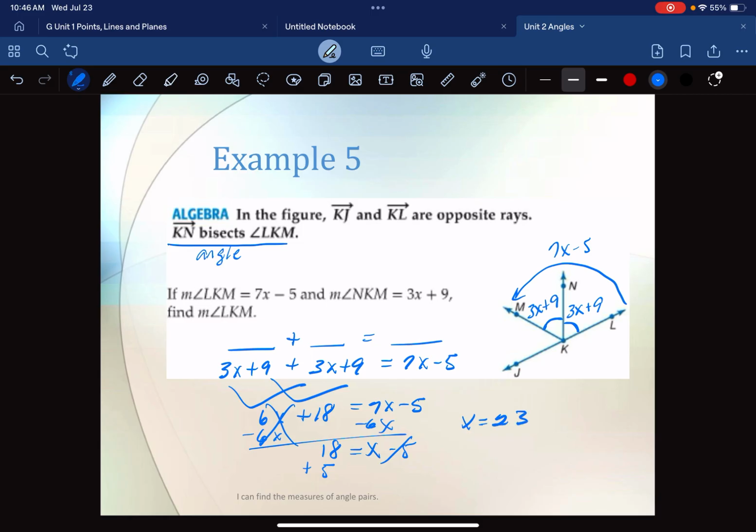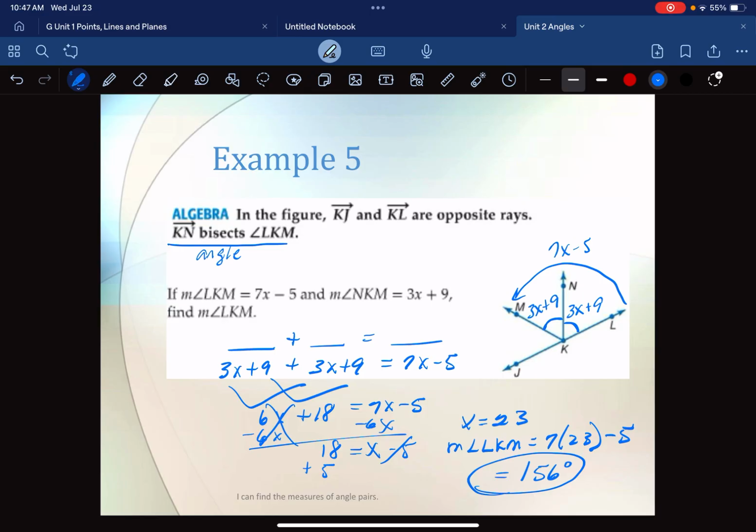Now that's not what they wanted. They want to know the measure of angle LKM, which is 7 times 23 minus 5. So that's 161, I think. 23 times 7, 161 minus 5. Yeah, how about 156? Oops, better make a 1 first. 156 degrees is my answer.